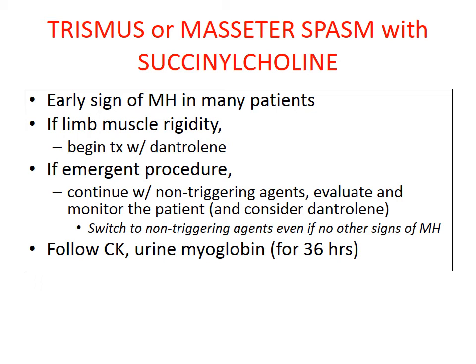If it's an emergent procedure, continue with non-triggering anesthetics or agents, and evaluate and monitor the patient very closely, and consider giving dantrolene. Switching to non-triggering anesthetics, even if there are no other signs of MH. So even if masseter spasm or trismus is the only sign, still consider switching to a non-triggering anesthetic to avoid further propagation of this type of pathophysiology. And again, follow CK and monitor for urine myoglobin for a subsequent 36 hours.